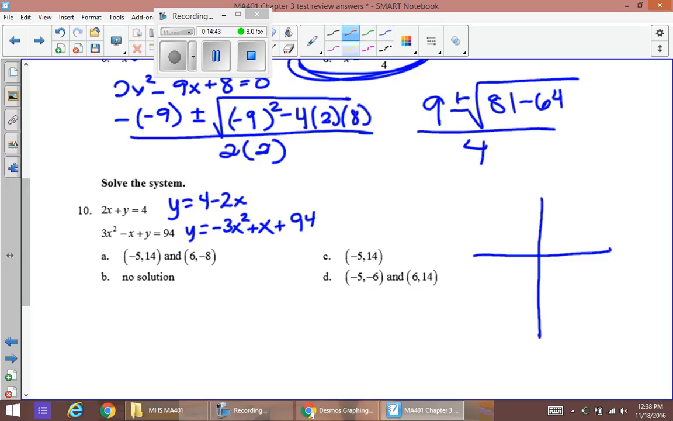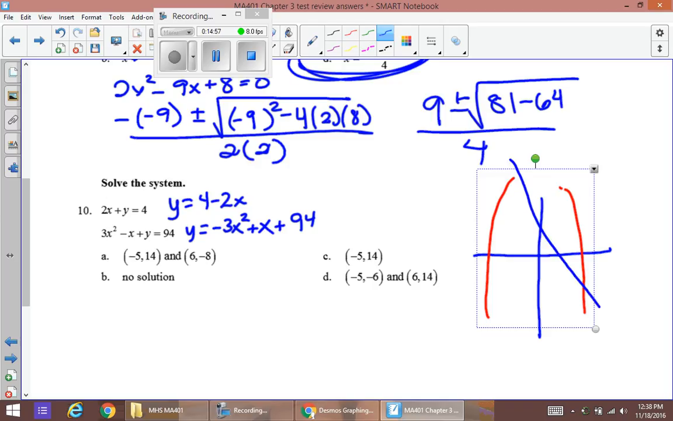On my calculator, it looks like this. You can't see the top of the parabola at all. It's not there. And then it looks like this. So on my calculator screen, there's only one answer, which is here at, I don't know, 6 something. 6, negative 8 probably. I haven't checked it yet. But for sure, you can't see this one up here.